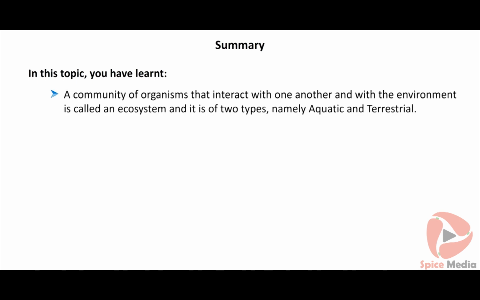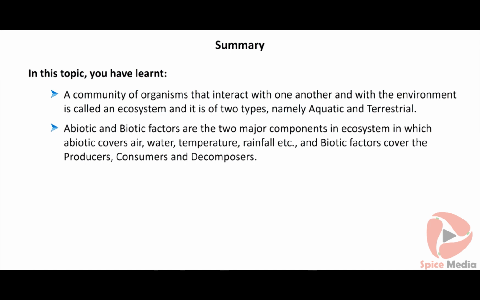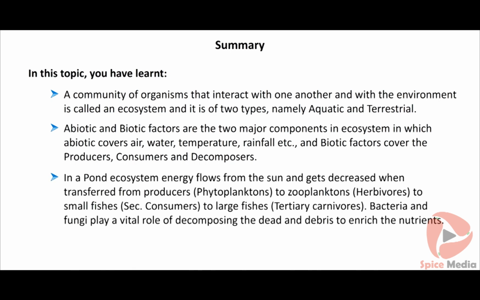In this topic, you have learned a community of organisms that interact with one another and with the environment is called an ecosystem, and it is of two types, namely aquatic and terrestrial. Abiotic and biotic factors are the two major components in ecosystem, in which abiotic covers air, water, temperature, rainfall, etc., and biotic factors cover the producers, consumers, and decomposers.